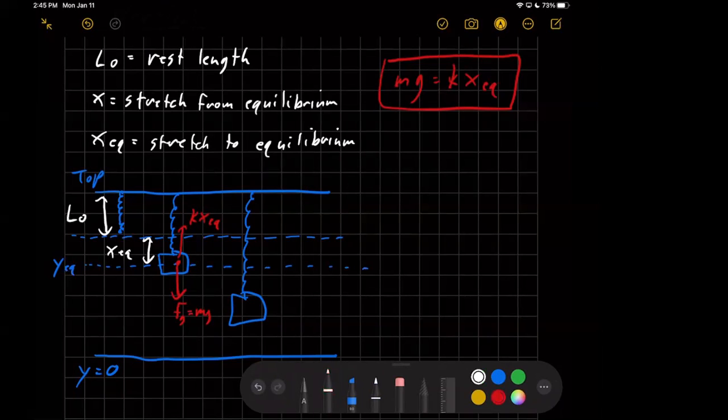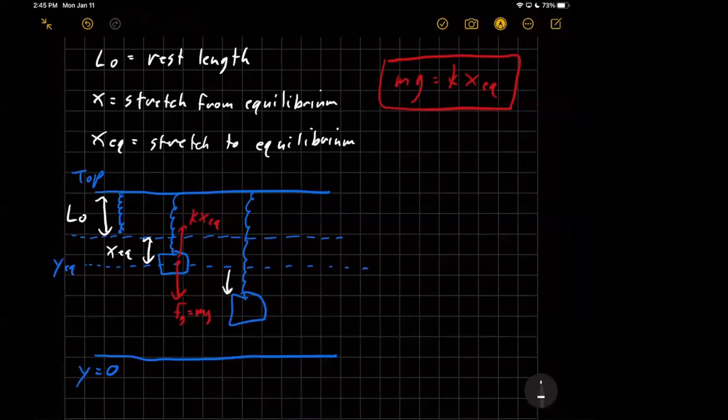Okay. Now we have an additional stretch here. In addition to all of the other stretches, I'm going to label this as just X. Notice that's how far we stretched down from equilibrium. So we've stretched an additional X. I guess I should have that line YEQ probably running through the top of the block.